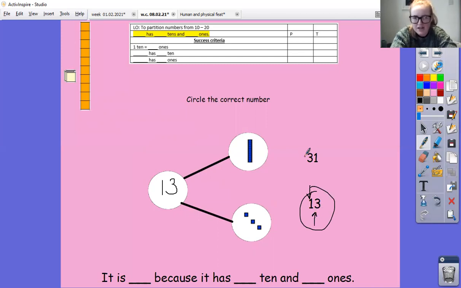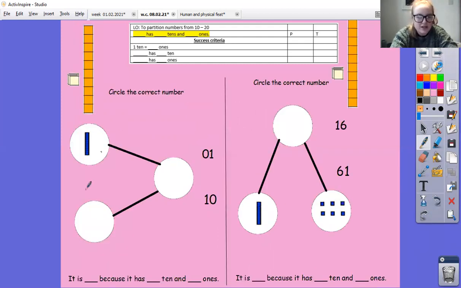It does not have 3 tens. There's not 3 tens in here. There's only 1 ten. Fantastic. It is 13 because it has 1 ten and 3 ones. Fantastic. Okay. So now we're going to try one of these again together.